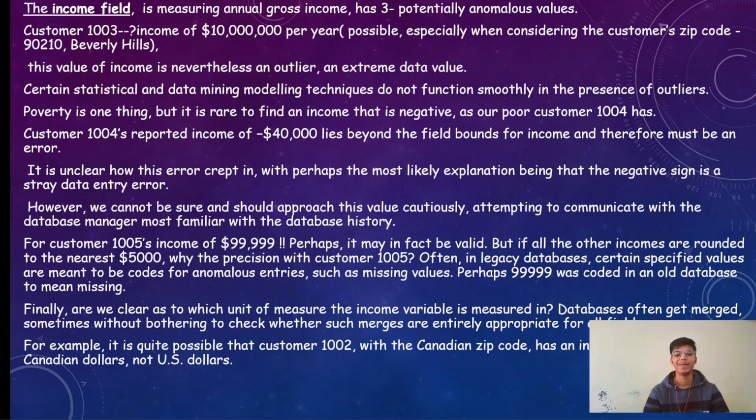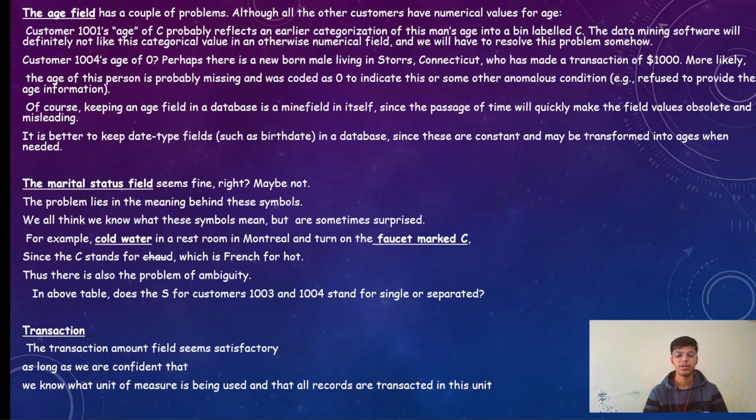Now for customer 1005, an income of $99,999. Perhaps it may in fact be valid, but if all the other values are rounded to the nearest $5,000, maybe not. Often in legacy databases, certain specified values are meant to be codes for anomalous entries such as missing values. Perhaps 99,999 was coded in an old database to mean missing. Now finally, are we clear as to which unit of measure the income values are in?